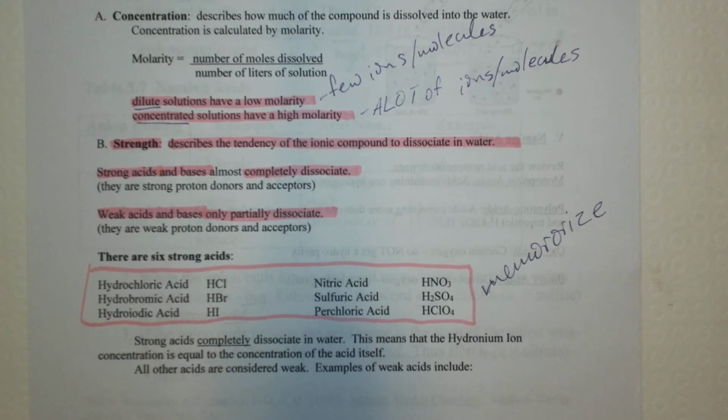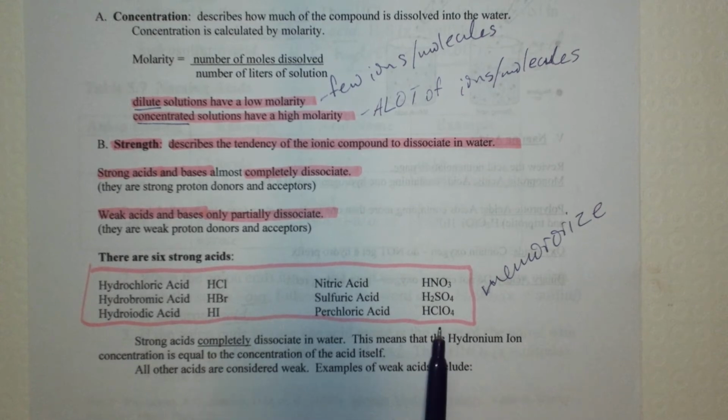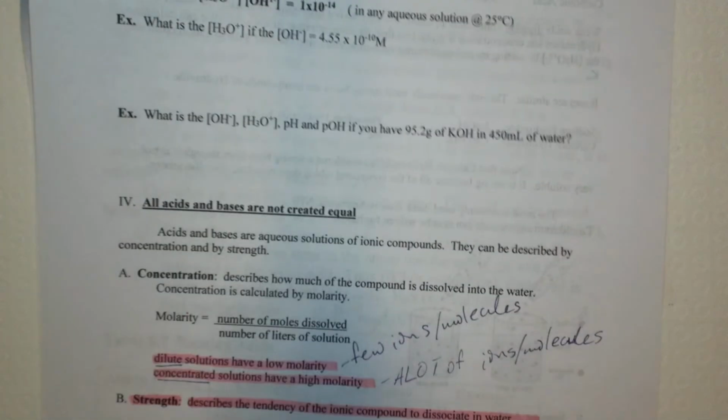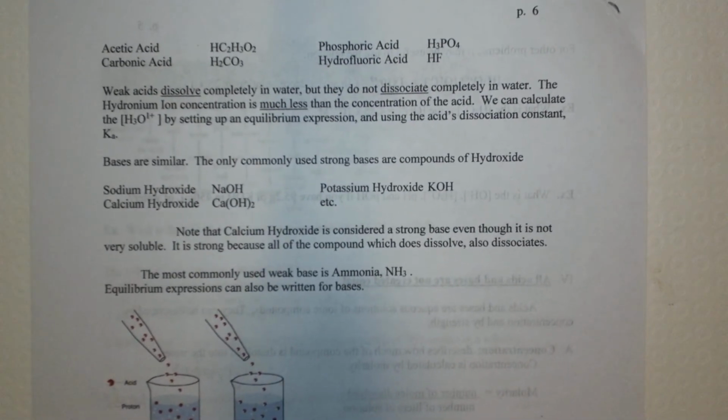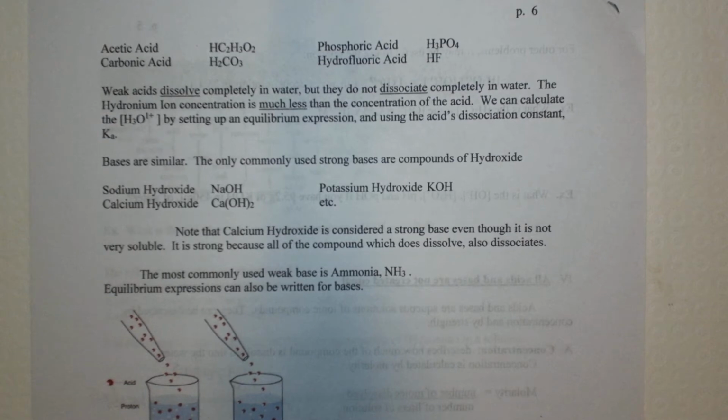But there are others, because think of chloric acid, HClO3. Well, that has 2 more oxygens than hydrogen. These are the only binary acids, but these are not necessarily the only ternary acids that are strong acids. Anything else is considered weak. So here are some common weak acids: acetic acid, carbonic, phosphoric, hydrofluoric.